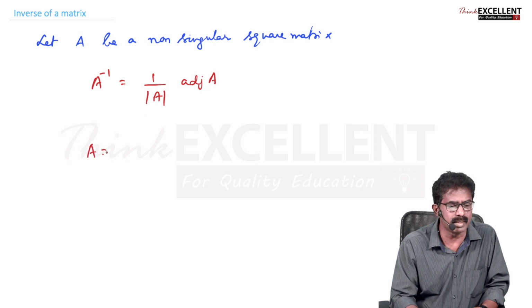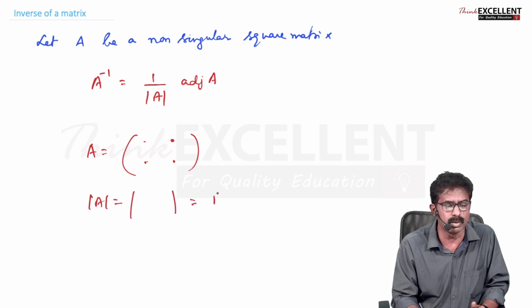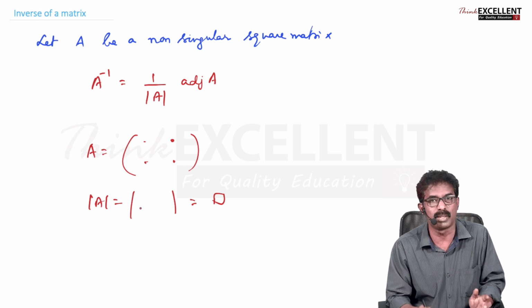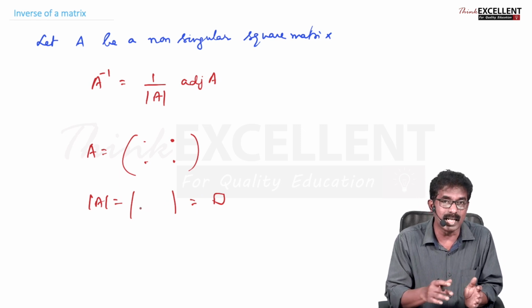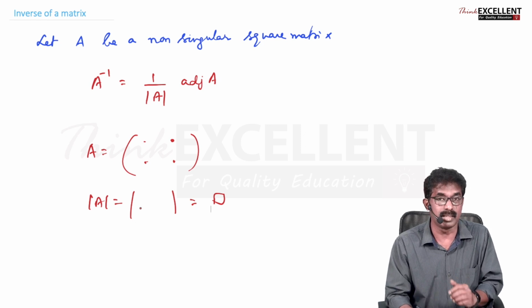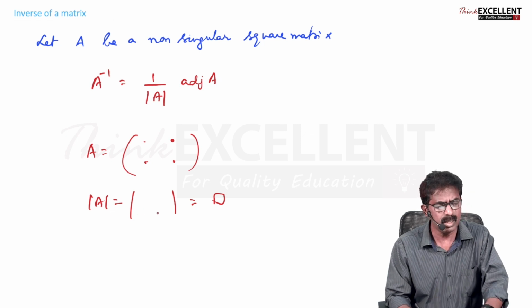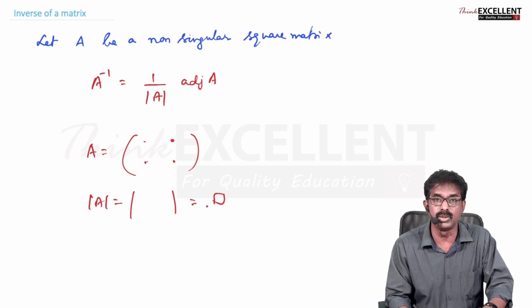Suppose A is a square matrix, for example, a 2 by 2 or 3 by 3. Say we take it as a 2 by 2 matrix. So you have to find determinant A. You know how to find a determinant A. You convert it as a determinant, then expand, you'll get a number. Then adjoint A, if it is 2 by 2, you have an easy method, right? What do you do? The principal diagonal elements you interchange, other two elements you change the sign, right? But 3 by 3 means no other way. Lot of work you have to do. Then 1 by that determinant A into adjoint A.